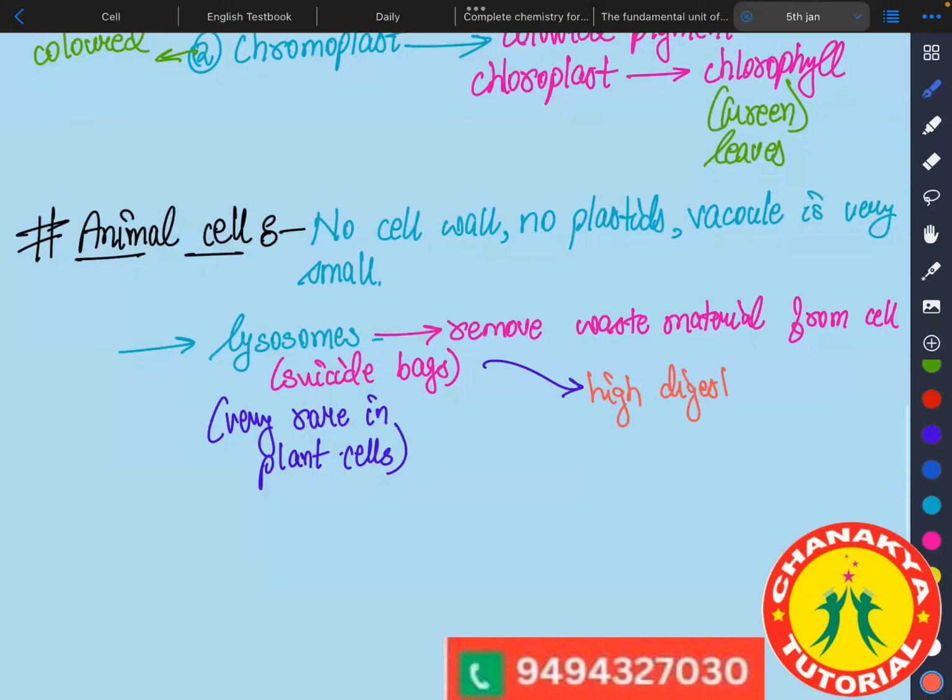Digestive liquids. So whenever there is some kind of damage to the cell or some kind of malfunction, then these can digest, or rather destroy, the whole cell. That's why they are called suicide bags. So, sir, when lysosomes deteriorate, the high digestive liquids get splashed into the cell, and because of these liquids the cell dies. Is it so? Correct.